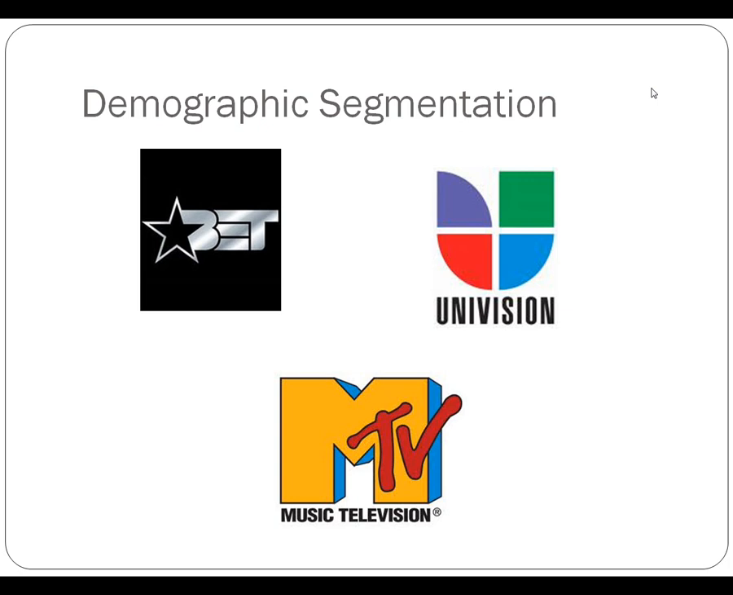So clearly, MTV, for example, targets the youth. So, there's no point in trying to target middle-aged and older individuals because they're just not going to watch MTV. BET has a very specific segment they go after, that's African Americans. Univision obviously is for Spanish-speaking individuals, so the same thing. It allows them to cut out pieces of the market that are not going to use their product or service or watch their channel, for example. So it allows you to be more efficient.